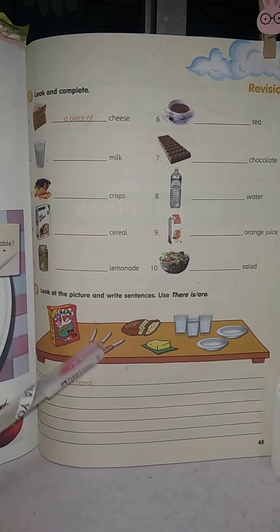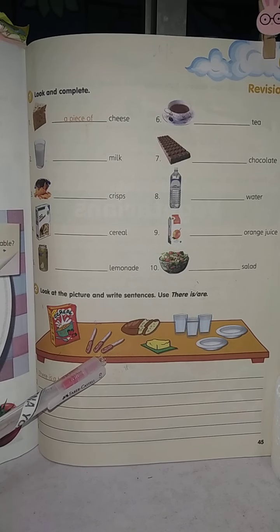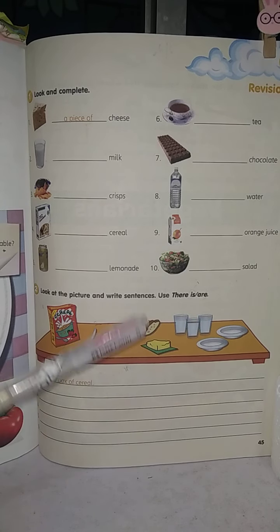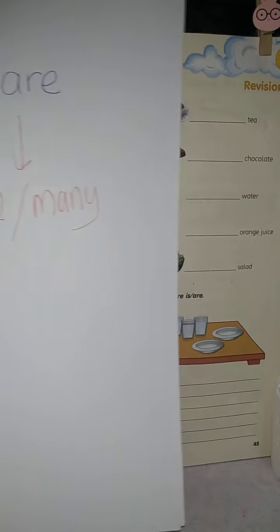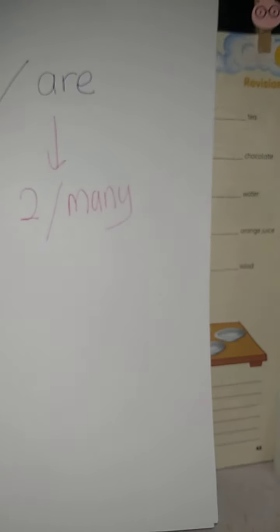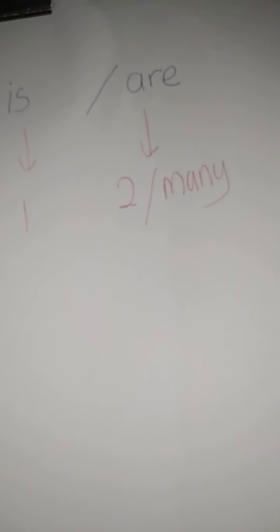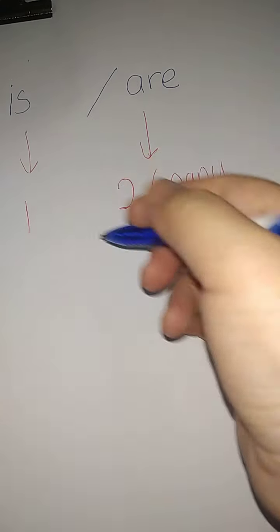Look at picture number 2 here. The second picture is knife, but there are 3 knives. So how are you going to write the word knife for many knives? Normally, for one knife, we write the spelling as K.